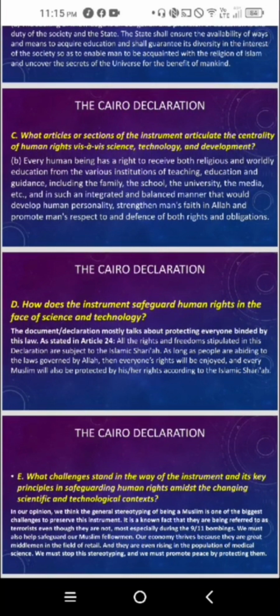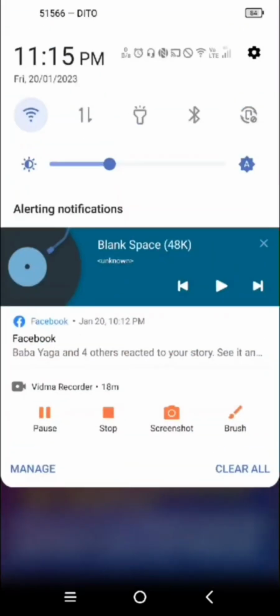We must also help safeguard our Muslim fellow men. Our economy thrives because they are great middlemen in the field of retail, and they are even rising in the population of medical science. We must stop the stereotyping and we must promote peace and protecting them.